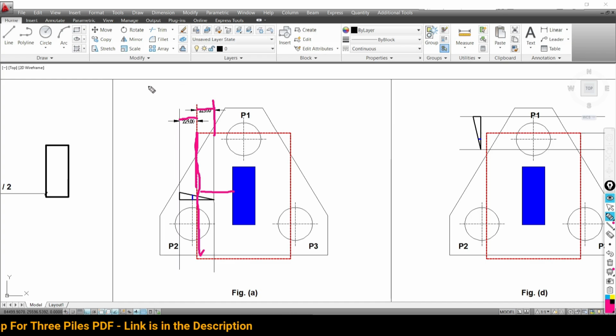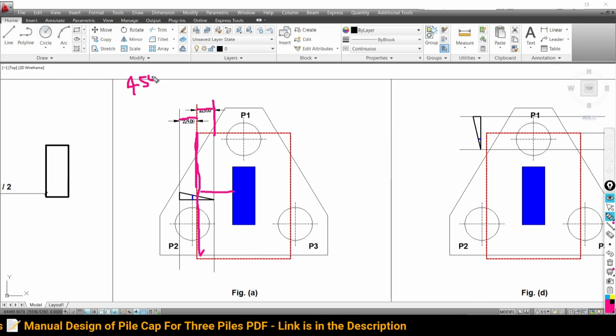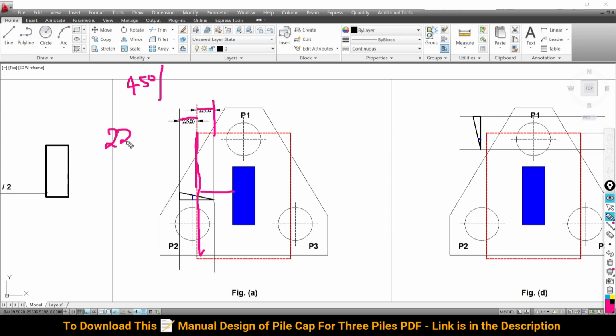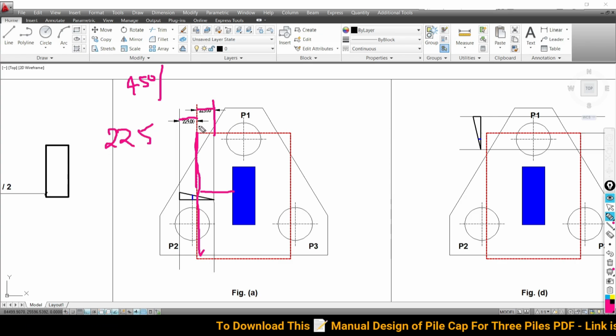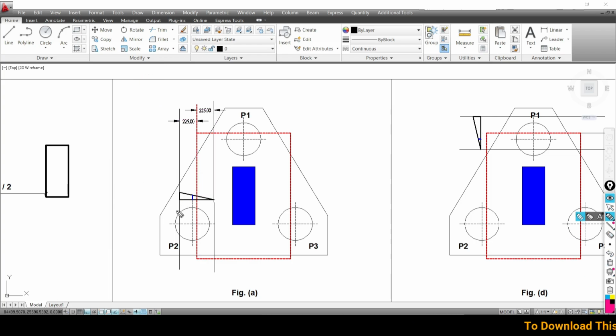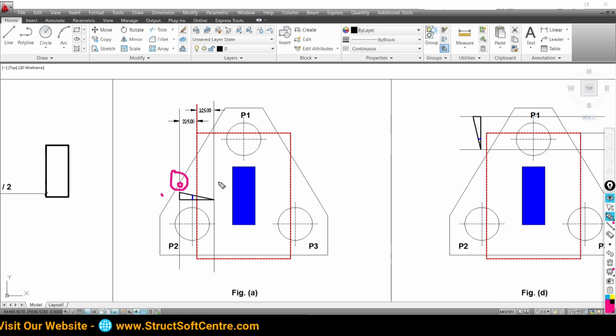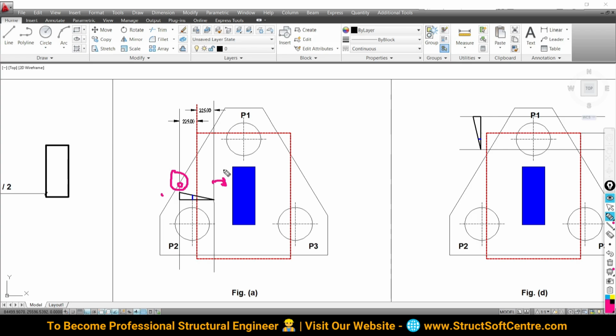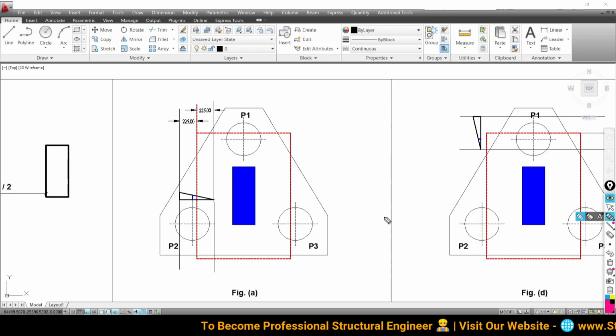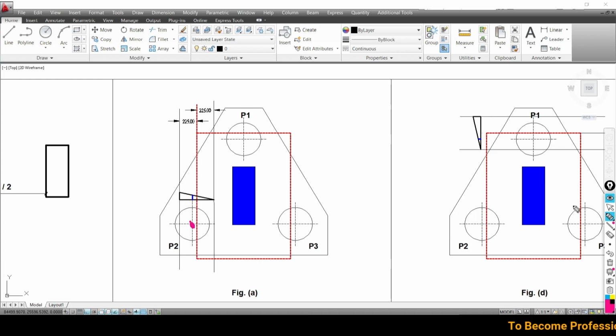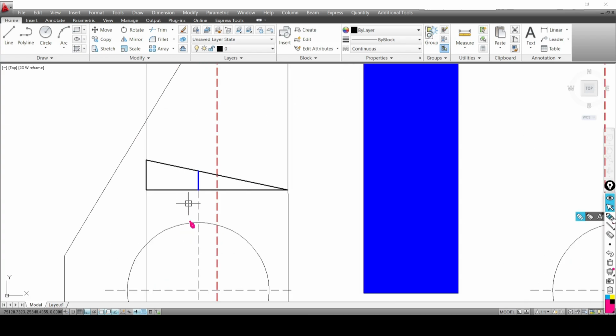Our diameter of the pile is 450 mm, so half of this is 225. At a distance of 225 outside and 225 inside, we consider the lines. The code suggests that if the pile center is at this line or outside of it, you have to consider 100% reaction. If the pile center is at this line or inside of it, you consider zero reaction. But when the center of the pile is in between these lines, you have to do the linear interpolation.